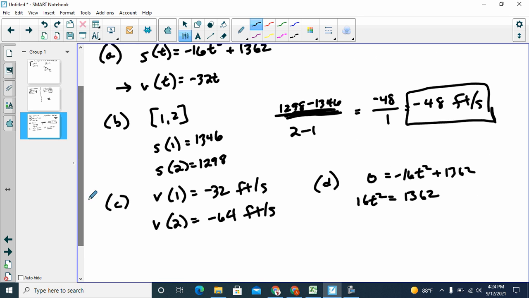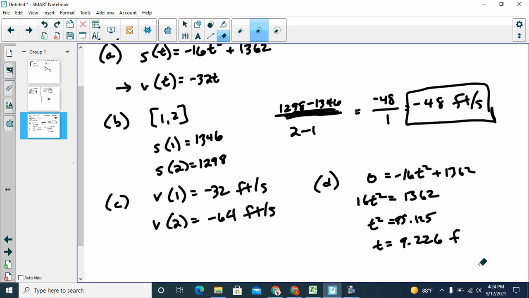Divide both sides by 16. And take the square root. And I get t equals, remember we always round to 3 decimal places, 9.226. Time in this problem is measured in seconds.